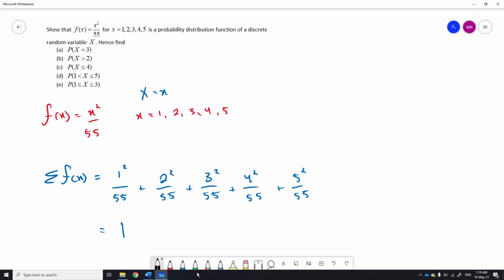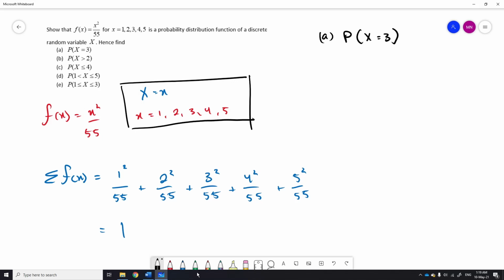Okay, then question A is to find the probability where x is equal to 3. So when x is equal to 3, x comes from these values: x is 1, 2, 3, 4 and 5. That means we take x equal to 3, input it inside the function over 55, and then we have the answer as 9 over 55.